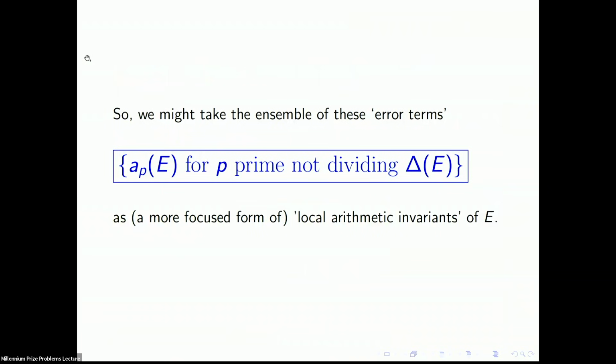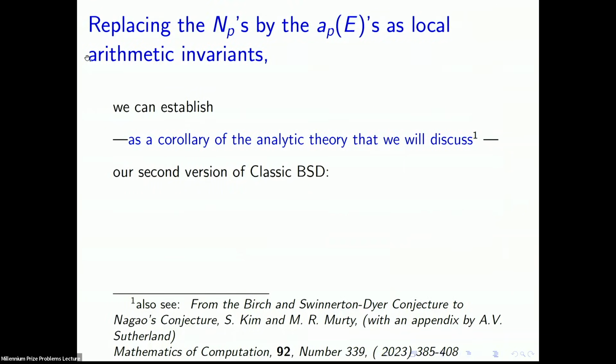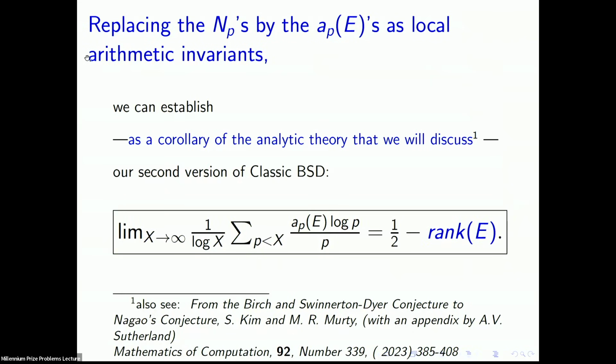So we could take this ensemble of these error terms, the a_p's, as a more focused form of local arithmetic invariants of E. Every once in a while you're going to see a footnote in my slides and my web page, probably more footnotes than are here. There's a beautiful version of this in the paper that I've just footnoted there, and you could take a look at it more specifically in the slides on my web page.